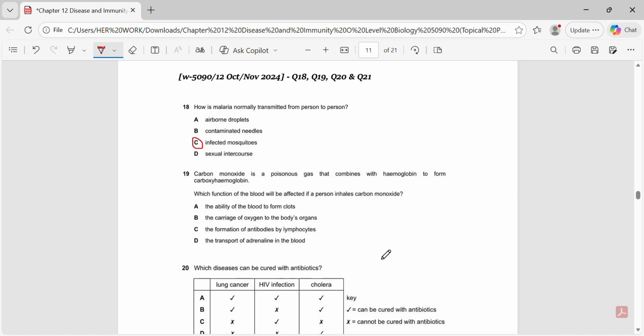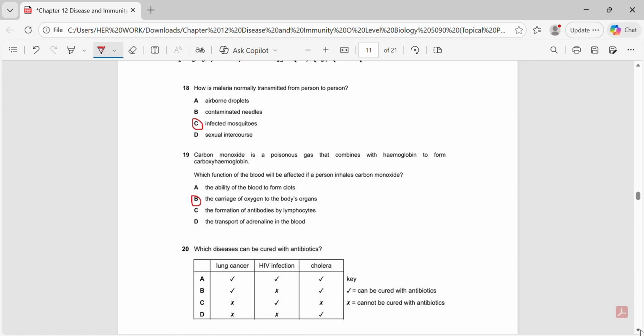The next question asks, which function of the blood will be affected if a person inhales carbon monoxide? Here, the correct answer is B, the carriage of oxygen to the body's organs. Carbon monoxide binds to hemoglobin with a much higher affinity than oxygen, forming carboxyhemoglobin. This prevents the hemoglobin from carrying oxygen efficiently, which leads to oxygen deprivation in the body's organs.